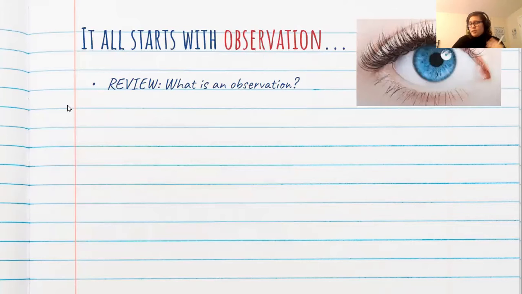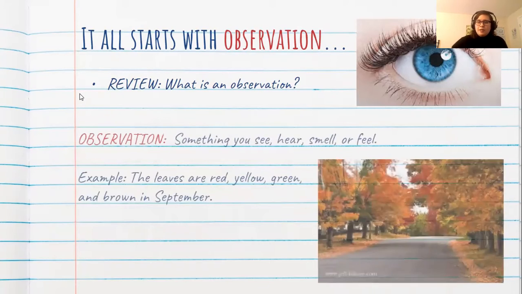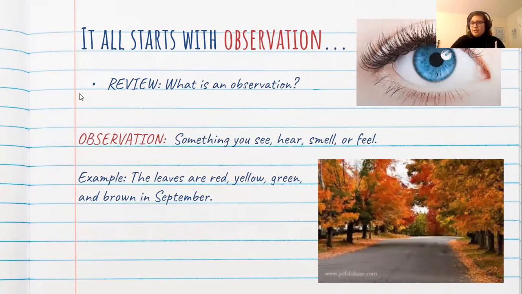So when we actually get to our experiments, we always start off with observations. And that's really what our entire first project is going to be, is making some observations. So hopefully you remember from our first class that an observation is something that you see, hear, smell, or feel. You can also taste it, but you generally shouldn't eat things in the lab.